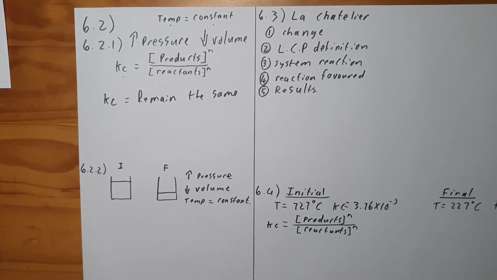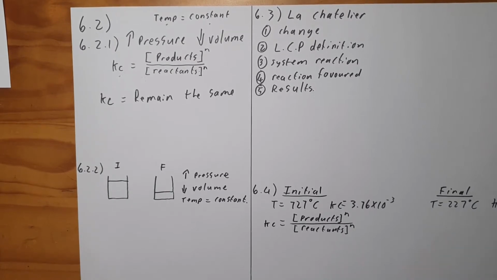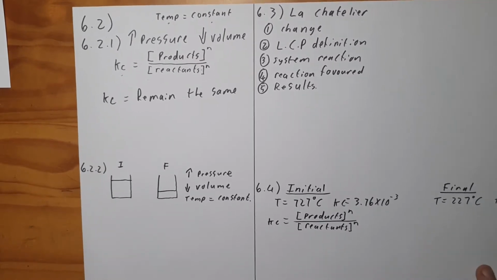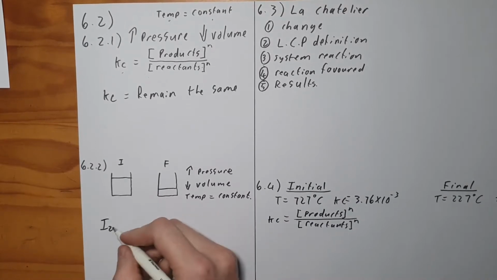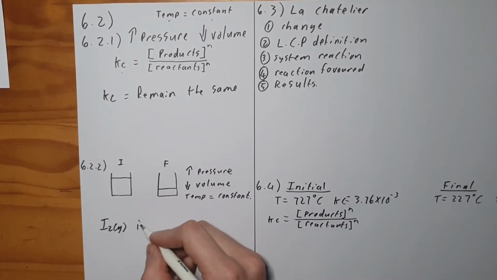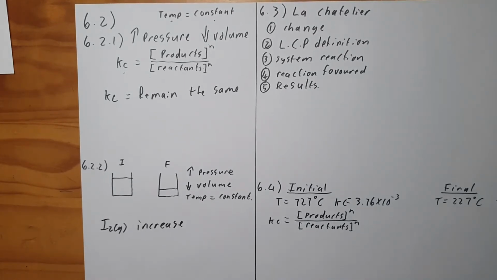Well, I've decreased my volume in order to create a greater pressure, which means there's less space. So now we've got to consider whether we are going to have more molecules or more atoms. In this case, to take up less space, we're going to produce molecules. So I2 is going to increase in moles. So we'll have an increase in the molecules.